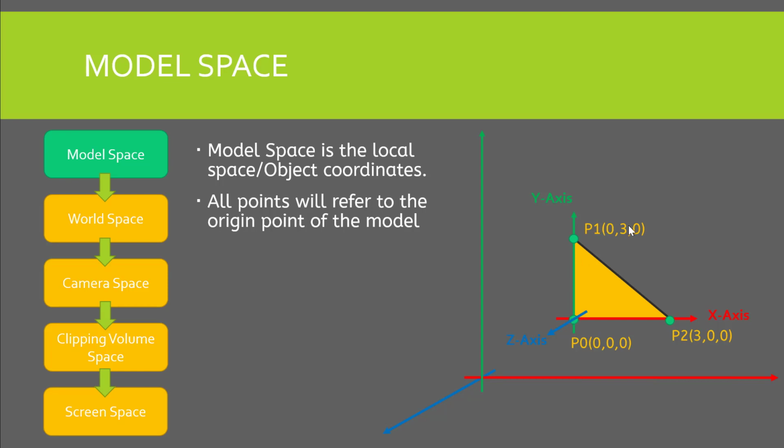So, once we assign point 1, it will be 0, 3, 0. It will go 3 up in the y direction, referring to the origin point, which is the transform point of the game object. And again, point 2, 3, 0, 0 will be referred to the origin point of the game object itself.